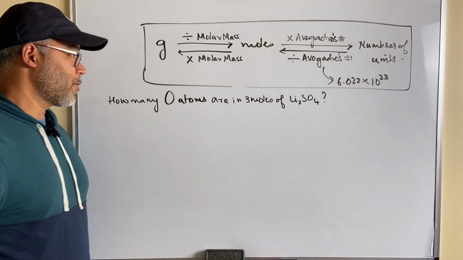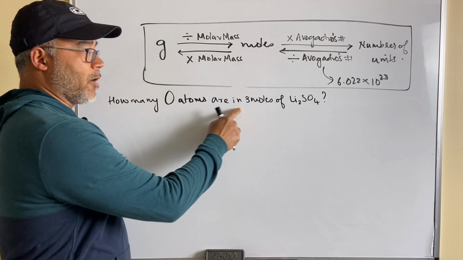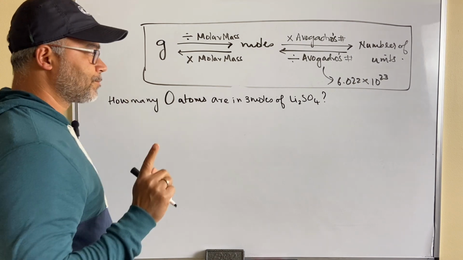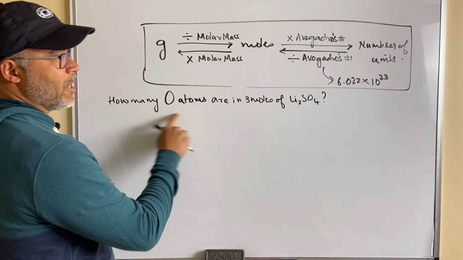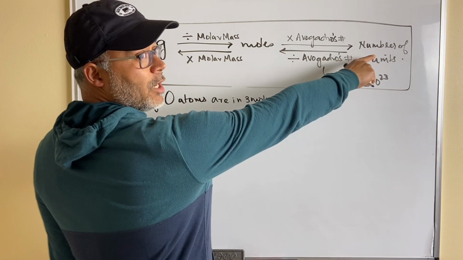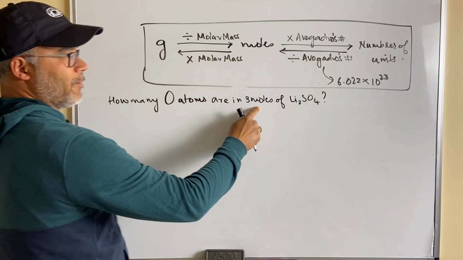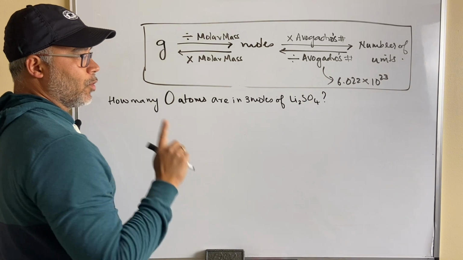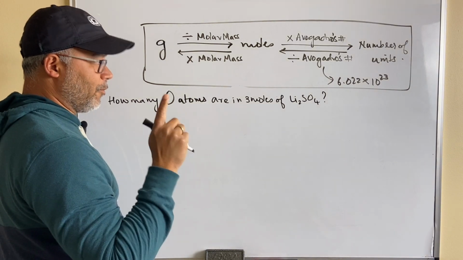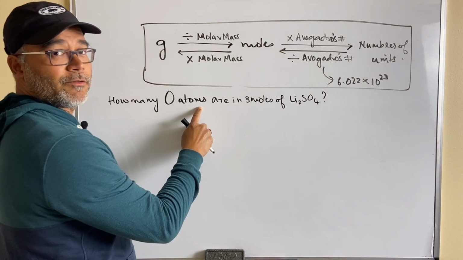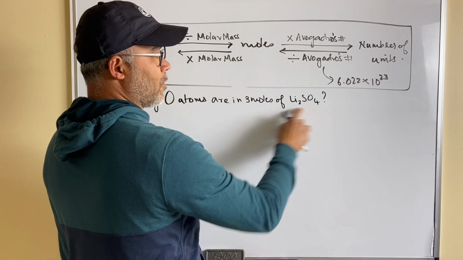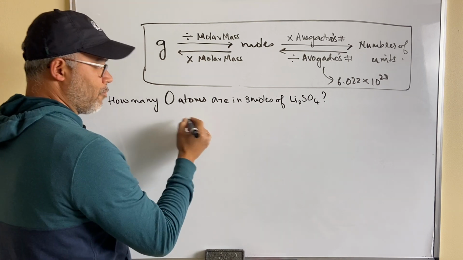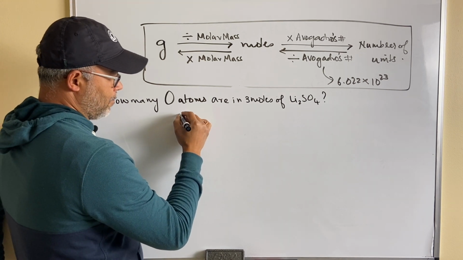Okay, here's another problem. How many oxygen atoms are in 3 moles of Li2SO4? Okay, so first of all, they're asking you for how many oxygen atoms, which means you're trying to go to number of units, and then they're giving you moles. So before you can find out the oxygen atoms, you have to find out how many units of Li2SO4 are in these many moles. Okay, so let's do that first. So let's kind of break this down a little bit.